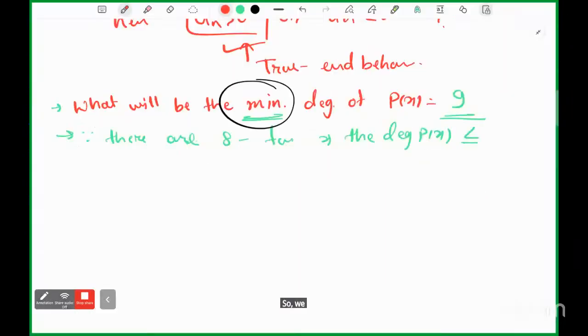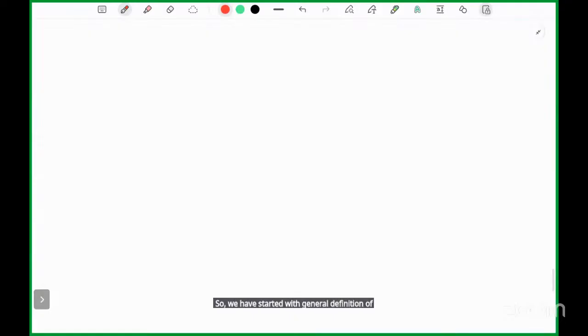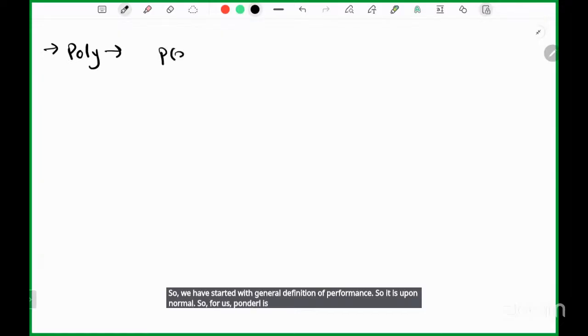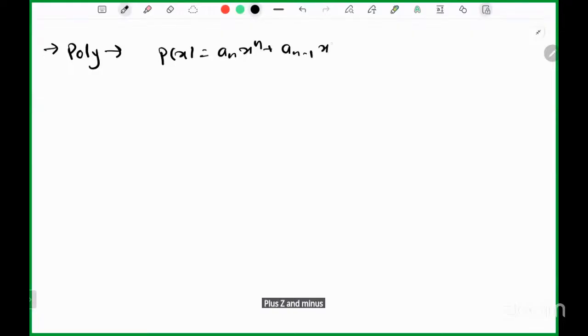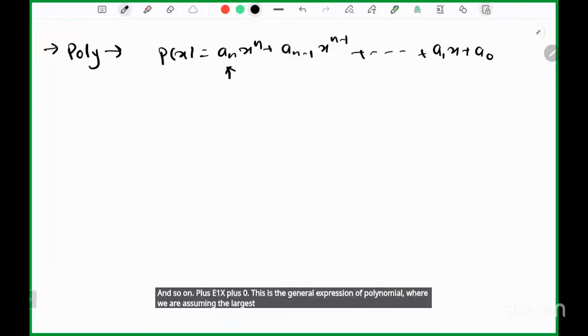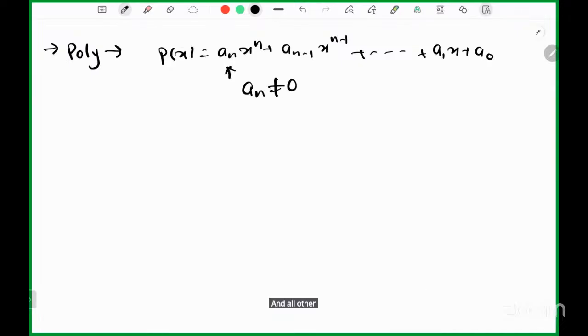So we started with the general definition of polynomials. What is a polynomial? For us, a polynomial is any function which looks like this: a_n x to the power n plus a_(n-1) x to the power n minus 1, and so on, plus a_1 x plus a_0. This is the general expression of a polynomial, where we assume the largest coefficient is non-zero, that is a_n is not equal to 0, and all other coefficients belong to real numbers.